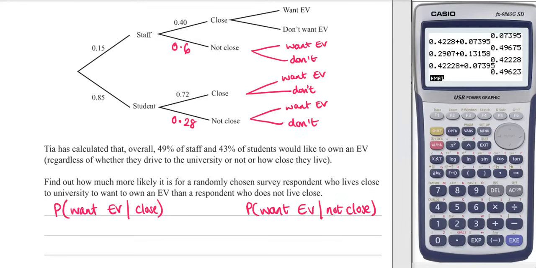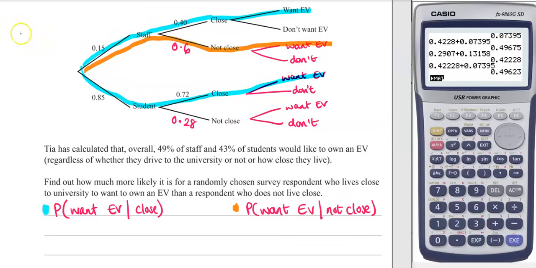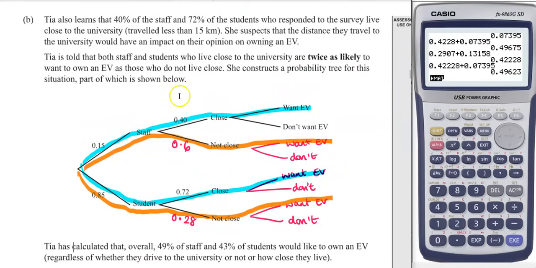So what we will need for if they want an EV and they're close, we need the staff close and want an EV, and the student close and want an EV will give us this one here, the probability they want an EV if they're close. We'll need those ones. Then for the ones that want an EV but aren't close, we'd be looking at staff not close, want an EV, and student not close, want an EV. So we're missing some details on those branches. Let's see if we can fill them in from what we've been told.